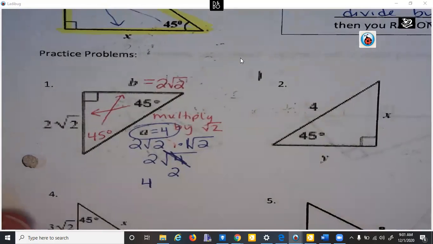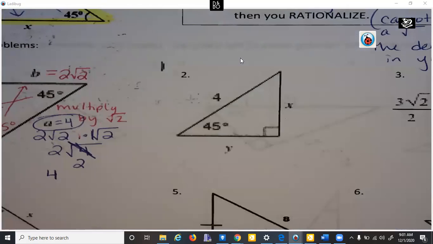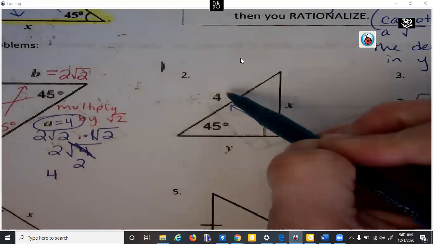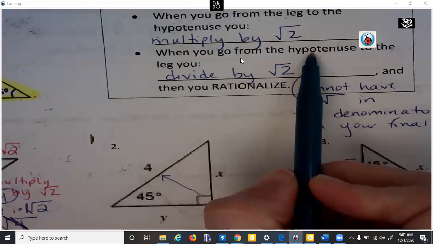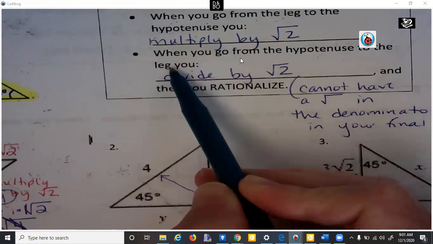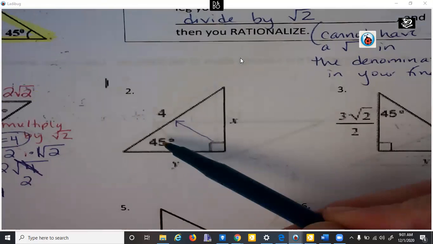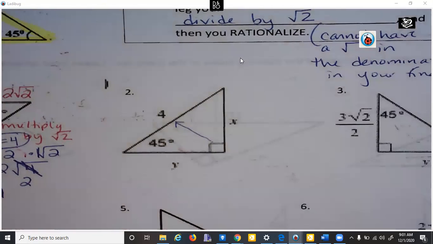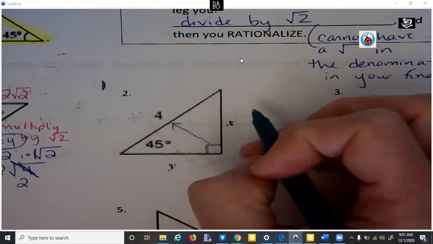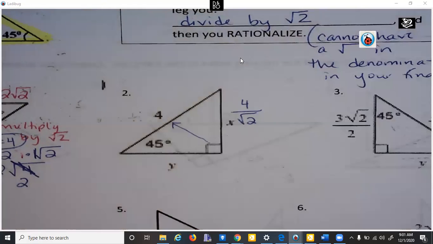All right, let's try another one. Number 2. This time they give you the hypotenuse. To go from the hypotenuse to the leg, you're not going to multiply, you're going to divide, because the hypotenuse is the longest one. So these have to be smaller. Well, to get to something smaller, would you multiply or would you divide in math to make it smaller? Divide. So we're going to do 4 divided by root 2.